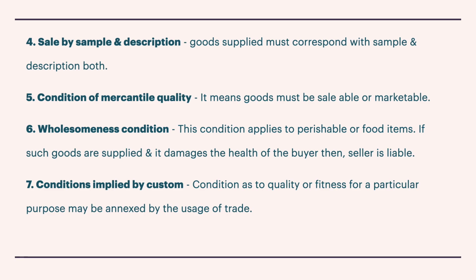So if such goods are supplied and they damage the health of the buyer, then the seller is liable. That's why any food product you take will have when-to-use and how-to-use instructions, the expiry date, the manufacturing date, and by which date you can use the product. All these are mentioned because the seller or supplier does not want the health of the consumer to be damaged or affected. That is the meaning of wholesomeness condition.